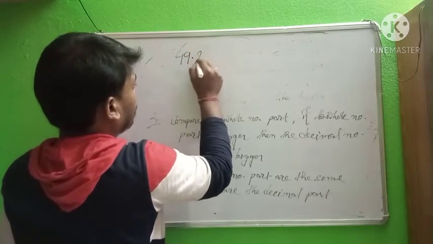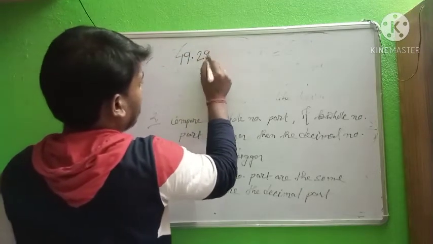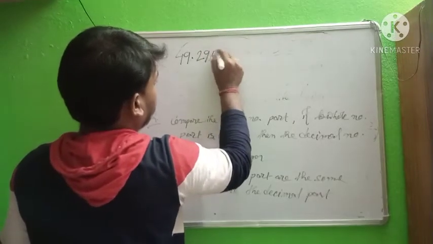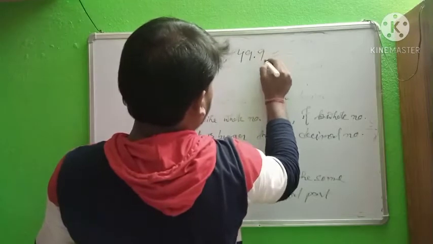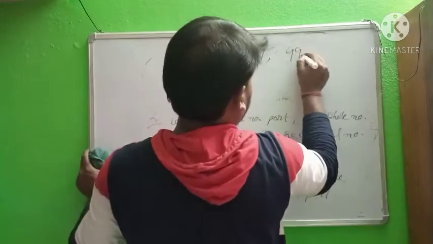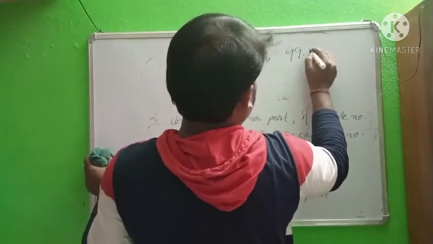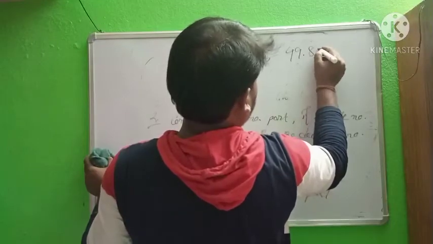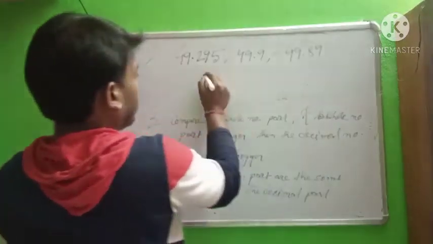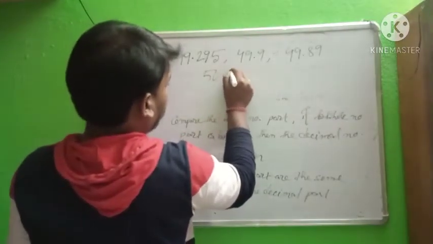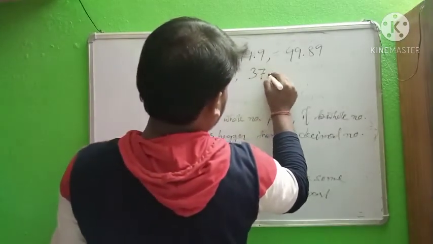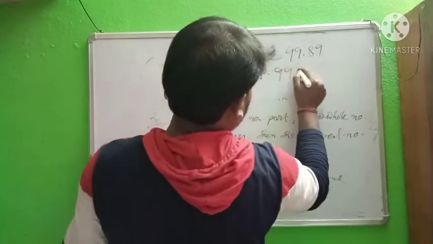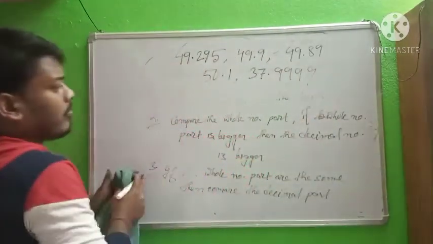49.295, 49.9, 49.89, 50.1, 37.999. Okay.